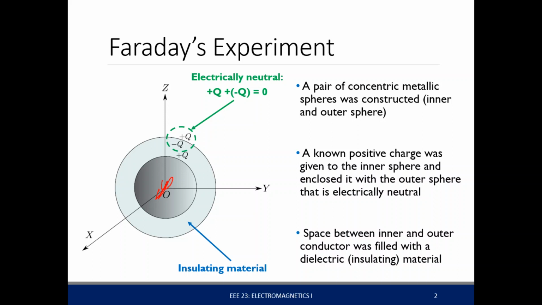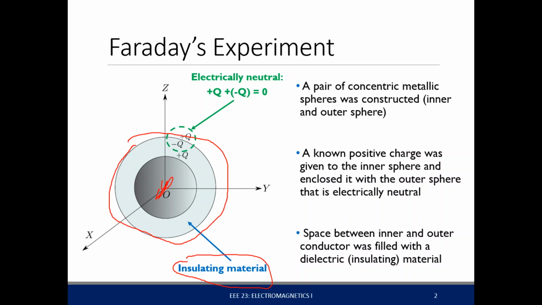Now note that both of these spheres are hollow, and between them is an insulating material. Therefore, no charges can travel between them. So the negative charges are attracted to the positive charge, and the positive charges are repelled by the positive charge. So given that your inner sphere is charged with positive Q, the sphere outside is electrically neutral, mainly because there is no pathway for the positive charges to flow along.